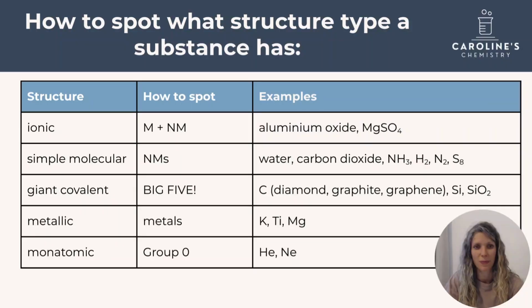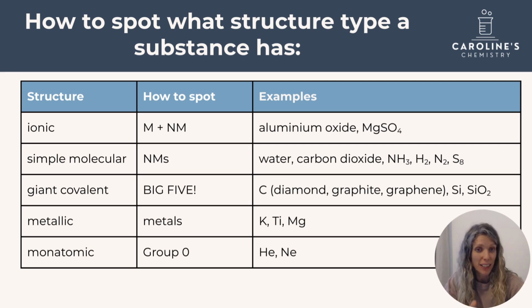We're going to break down all 5 key structure types: ionic, simple molecular, giant covalent, metallic, and monatomic. I'll show you what clues to look for, how to avoid the common mistakes, and give you practice examples so you can test your understanding along the way. Let's dive in.